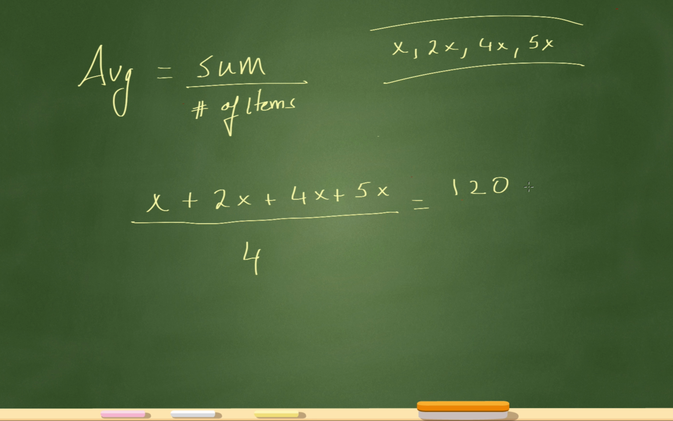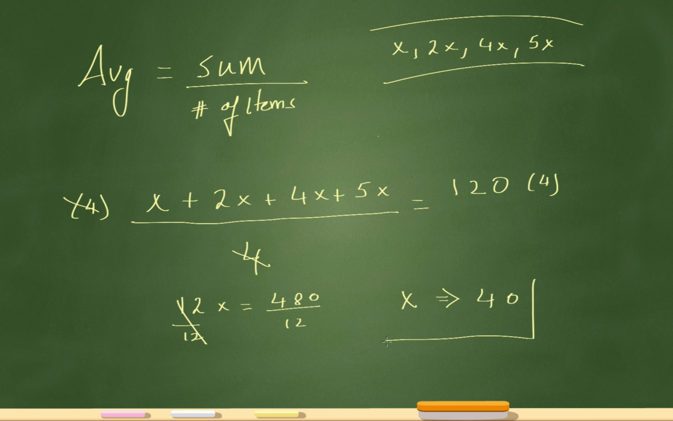So now I'm just going to play this out just like an algebra problem and solve for my x. So multiply both sides by 4. Now the 4's cancel out, and x plus 2x is 3x, plus 4x is 7x, and 7x plus 5x is 12x. So 12x will equal 480, and now divide both sides by 12. That cancels out, and you're left with x equals 480 divided by 12, which is 40. So x is 40.